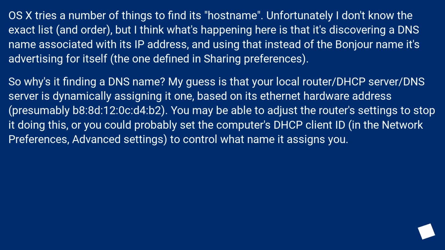My guess is that your local router/DHCP server/DNS server is dynamically assigning it one, based on its Ethernet hardware address, presumably B8:8D:12:0C:D4:B2. You may be able to adjust the router's settings to stop it doing this, or you could probably set the computer's DHCP client ID, in the Network Preferences, Advanced Settings, to control what name it assigns you.